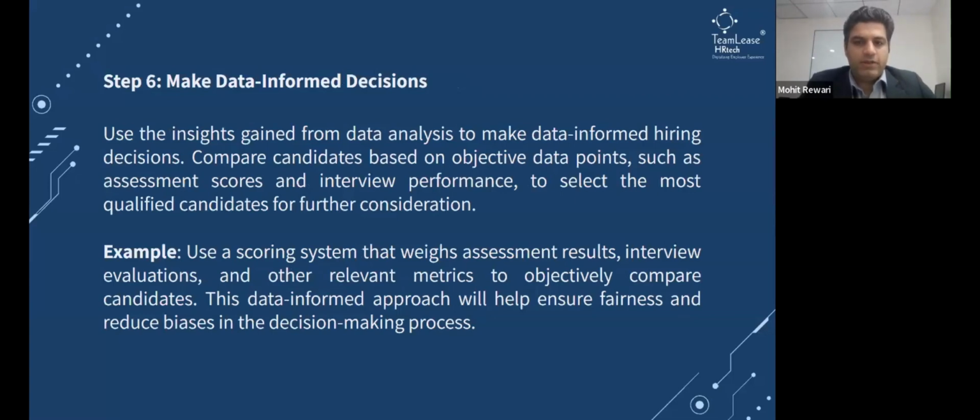The sixth step of the process talks more about data informed decisions, which we have already talked about, and this is one of the areas where the revision of the process starts, that is, making the data work for you. With the insights you have gained from that data, you can make those decisions, compare candidates based on objective data points, and the scores from interview assessments or interview performance or language and communication can be used for further optimization of the process in the way we look at qualified candidates.